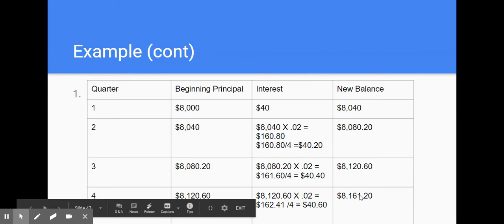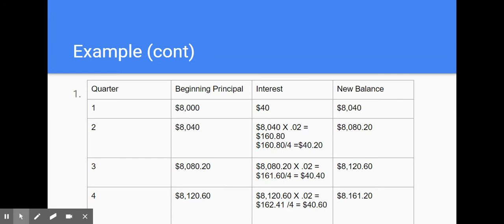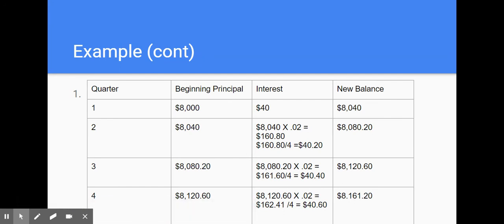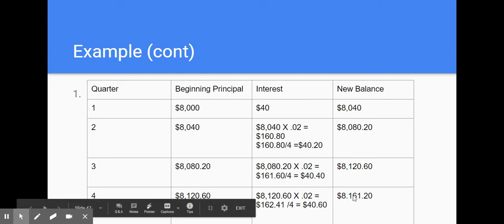So notice that it's not a major difference. If Tim had done compound annual interest, Tim would have made $8,160 at the end of the year. He's made an extra $1.20. Not that much again, but it's still an extra $1.20, and if you use a higher interest rate, or if you kept your money in for say 5 or 10 years, now the results are going to be pretty drastic.